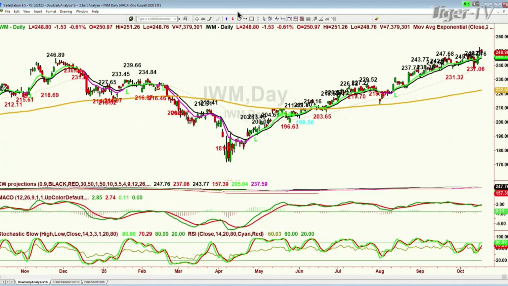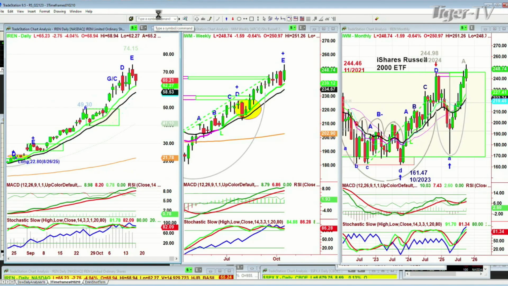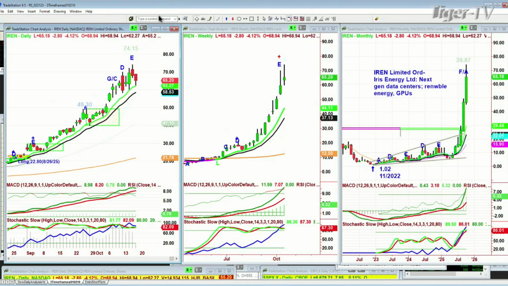Otherwise, that still becomes a resistance level. So I'm just saying I'm a little cautious here. Yes, we've got some stocks that have done absolutely fabulously, all-time highs. I'm watching this because, one, that's a very big clue to me is Iran. This is the IREN Limited ordinary shares, Iris Energy Limited, it was called once upon a time.